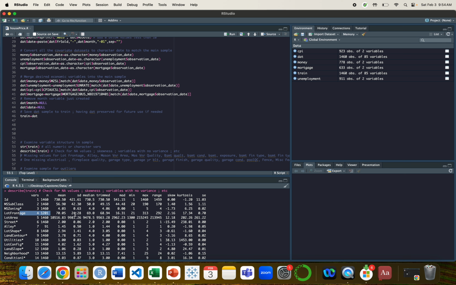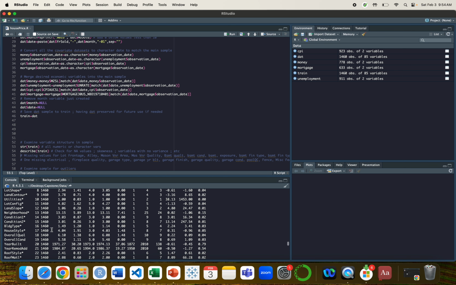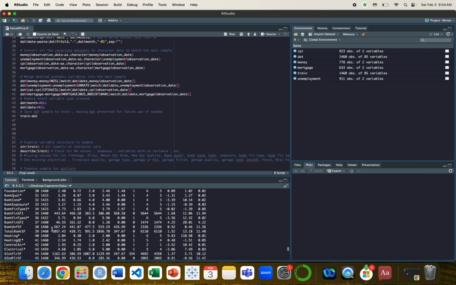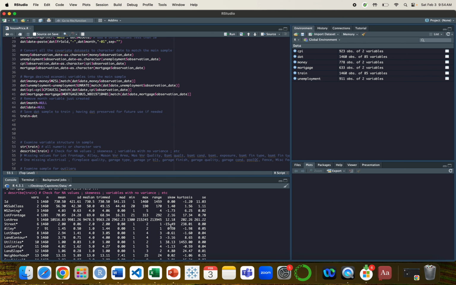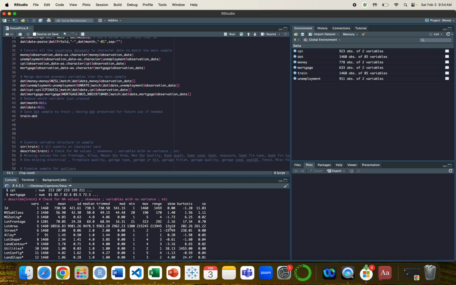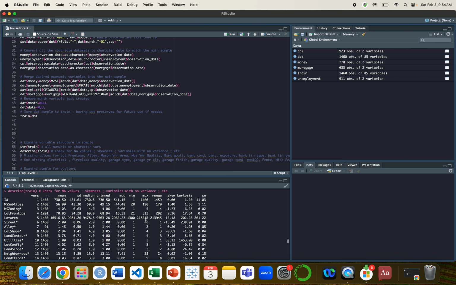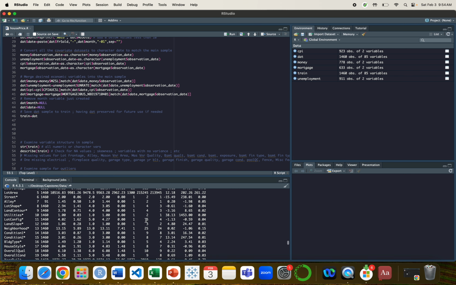Here, right, lot frontage. Some houses don't have a lot frontage. Then we can go through the mean, the standard deviation. You have skew here. So the high skew variables, you'd want to transform them. So we look for skew in our variable.